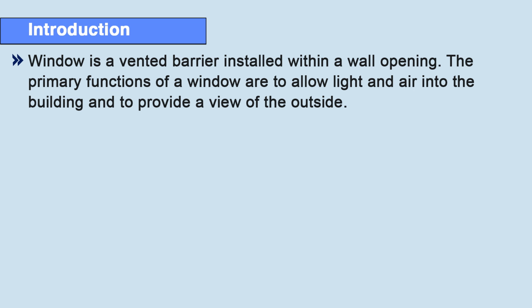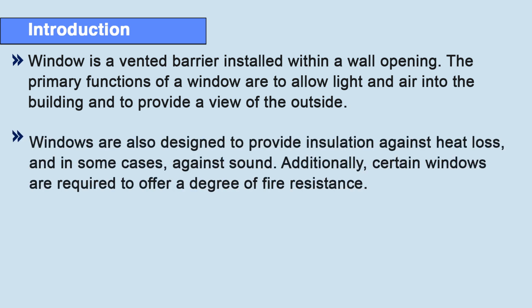Similarly, a window is a vented barrier installed within a wall opening. The primary function of a window is to allow light and air into the building and to provide a view of the outside. Windows are also designed to provide insulation against heat loss and in some cases against sound. Additionally, certain windows are required to offer a degree of fire resistance.